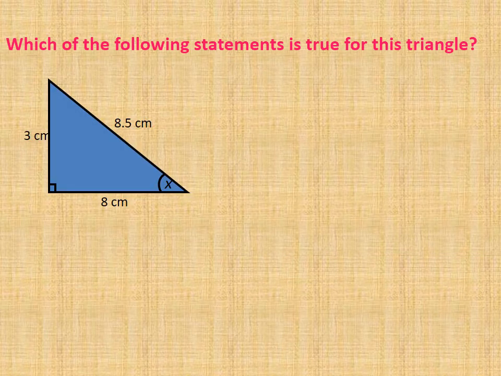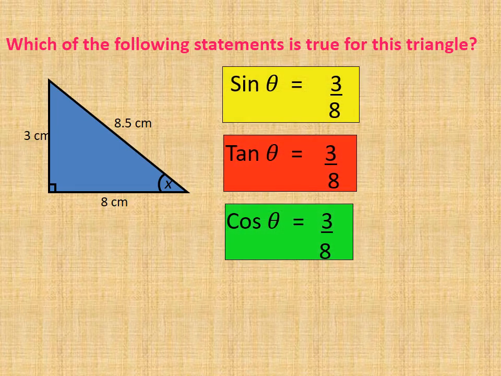Which of the following statements is true for the triangle? I have for angle x, 8 centimeter would be the adjacent side, 8.5 centimeter would be the hypotenuse side, and finally, 3 centimeter would be the opposite side. Which of the following statements is true? Of course, tan will be 3/8, which is opposite over adjacent.